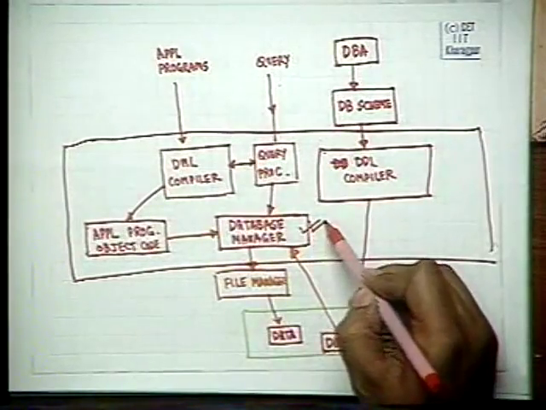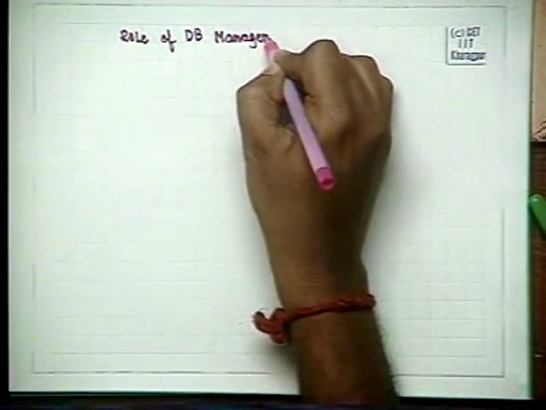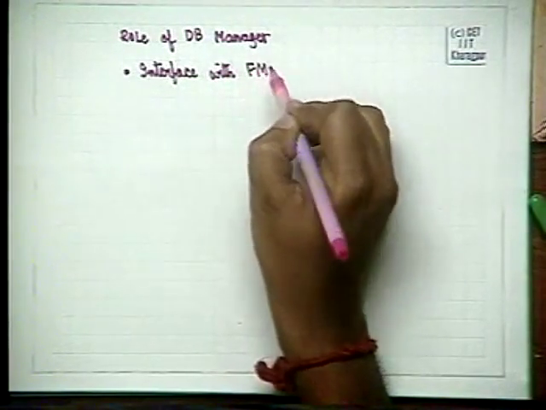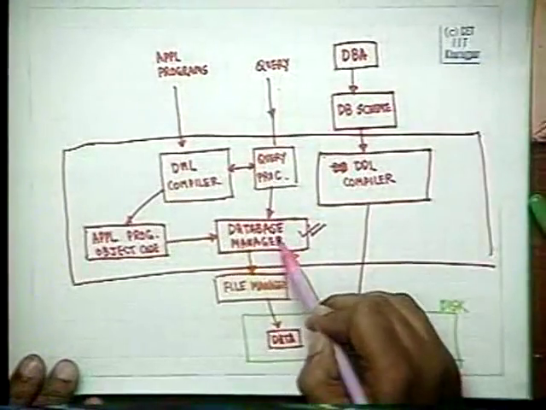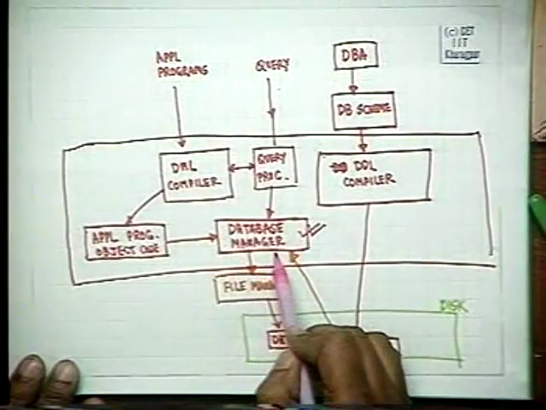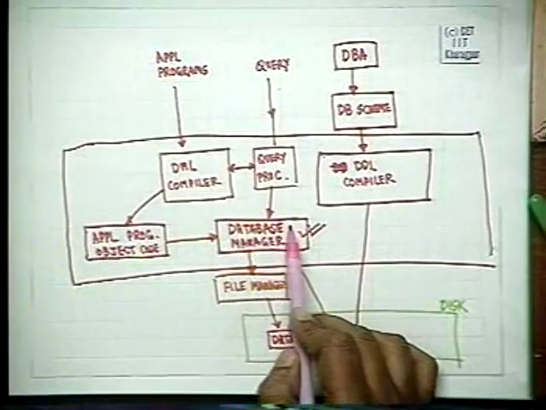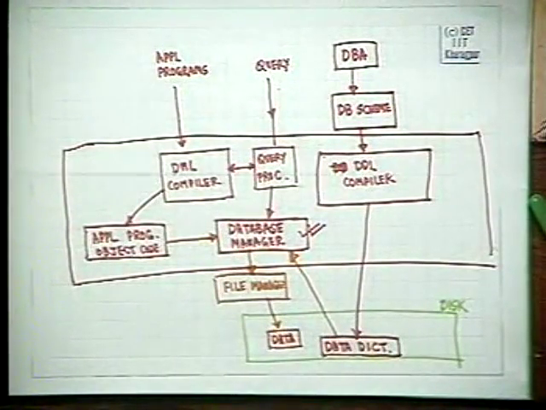The role of a database manager is very significant, and we will quickly discuss that. The first is, as we have seen, interface with the file manager. The second is integrity constraint enforcement. Whatever integrity constraints are defined here will have to be checked. Backup and recovery are handled here. Concurrency control is handled here. And many other problems of standard file systems are all controlled by this database manager. We will see what these problems are and how they are to be solved by the database manager.